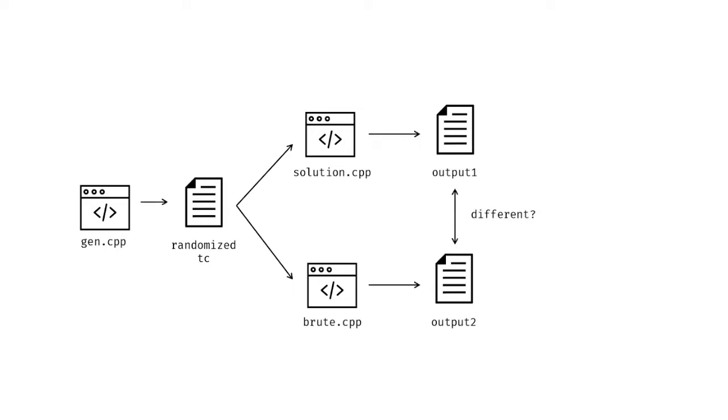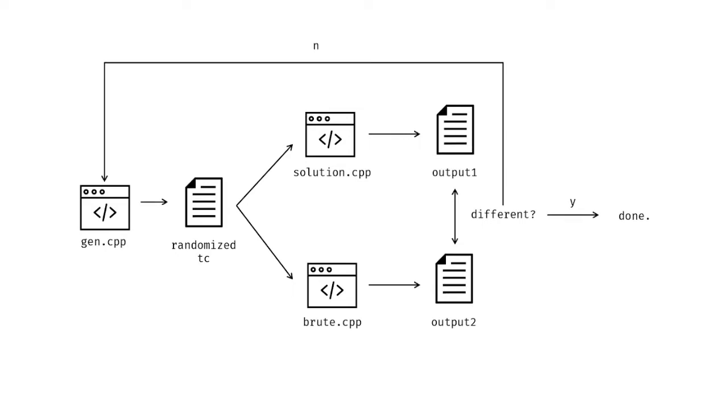Okay, what we want to do is check if they are different. If they are indeed different, then we get a wrong answer on that test case because, as we have said before, the brute force solution is always correct, right? So we can just terminate, but if it's still the same, then we can just repeat the whole process and do all these things again. But as you can probably imagine, doing this whole thing manually would be tedious and very time wasting. So what we can do is create a script to automate this whole process.